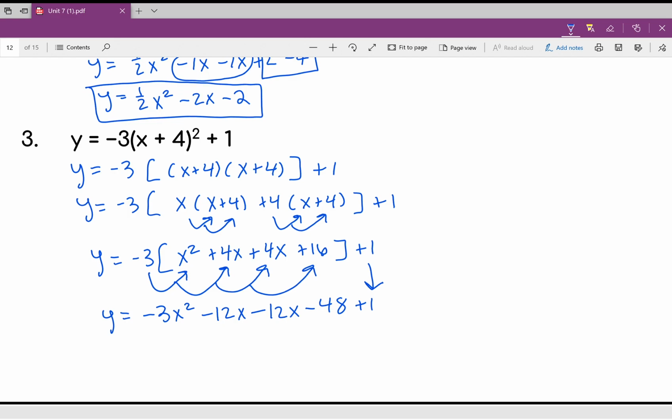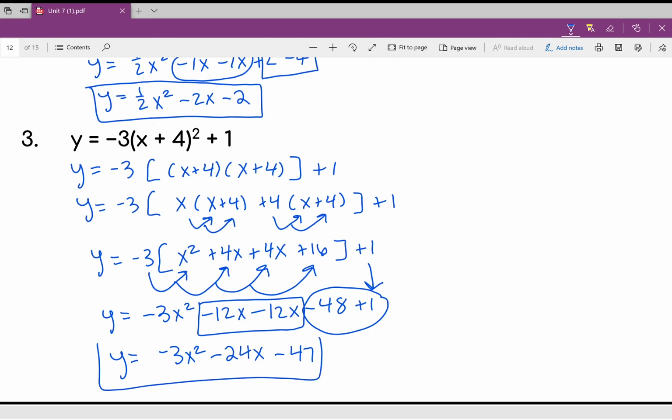My last step is to combine like terms. So I'm combining the ones in the middle and the ones on the end. I have y equals negative 3x squared. Negative 12x plus negative 12x is negative 24x. Negative 48 plus 1 is negative 47. So this is my answer. So we just took Vertex form and turned it into standard form.